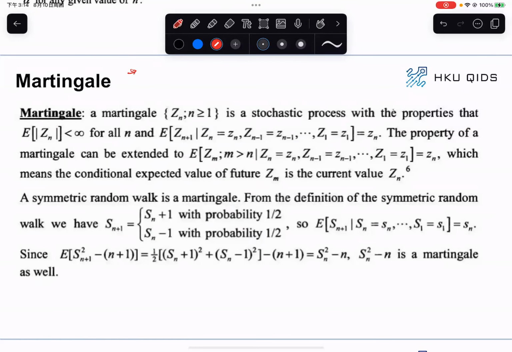Martingale, a lovely name, right? A martingale is a stochastic process with the property that the expectation is not infinite, and conditional on all the previous states, Z_{n+1} should be the same as Z_n.